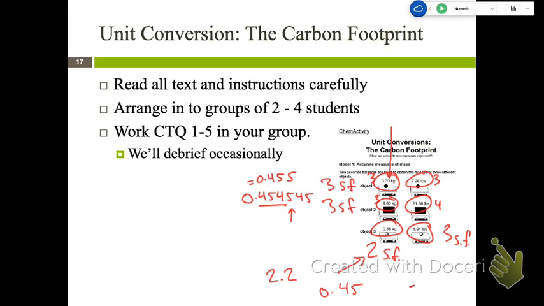0.45454545. Okay, so it is the inverse of each other. Because you're saying, for every 1 pound, that's 0.45 kilograms. Or, if I have 1 kilogram, that's 2.2 pounds. It's saying the same exact ratio, but for one, we're saying if we have 1 of this, how much of the other? If we have 1 of this, how much of the other?